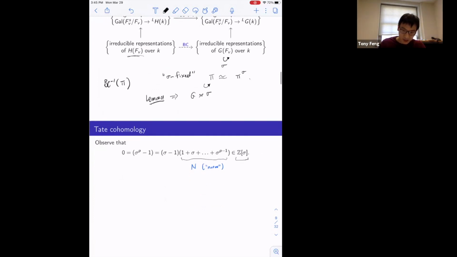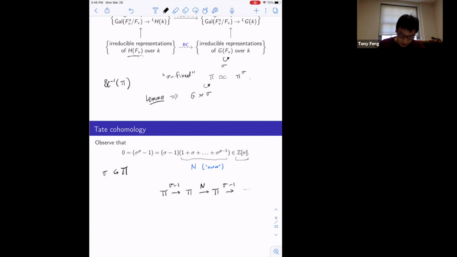Now, Tate cohomology is a periodified version of group cohomology. If you had a representation of sigma, you would form its group cohomology as the homology of the following complex. You take pi, you apply sigma minus 1, you then apply n, and then you do sigma minus 1, and everything is kind of repeating in this direction. And this is a complex exactly because, as I explained in the first line, n composed with sigma minus 1 is 0.